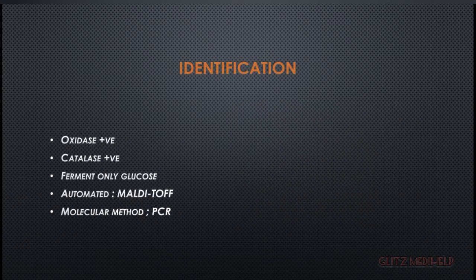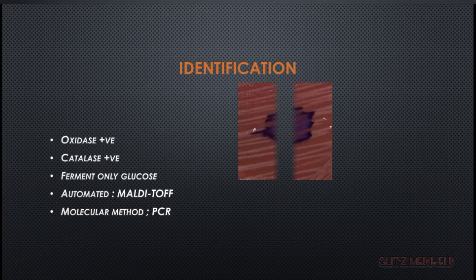Finally, identification. First we have to mention biochemical. It is oxidase positive, so you can see the purple color. Do you know how the oxidase test is performed? First we have to take a filter paper. It has to be soaked with an oxidase reagent called tetramethyl paraphenylene diamine dihydrochloride.